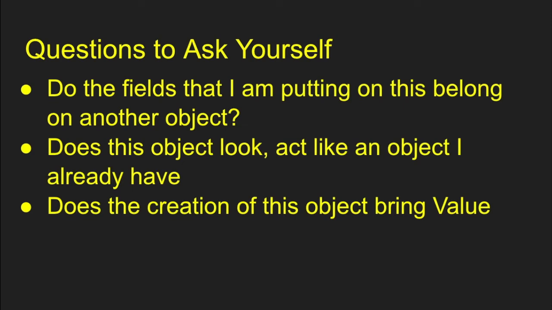The next question I like to ask myself is, does this object look and act like another object I already have? So if the custom object I'm creating acts like an opportunity, maybe I should just go to my opportunity. Maybe I need to create a new record type for that particular object, but not necessarily create a new custom object because it already exists. So if I already have what I need on another object, don't recreate another object for the same purpose. This is only going to cause confusion down the line.